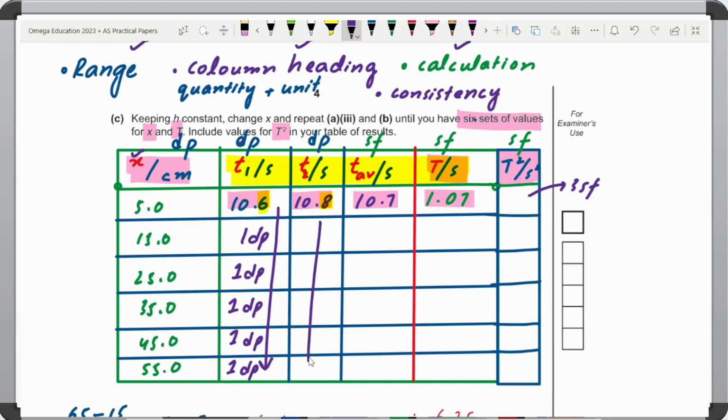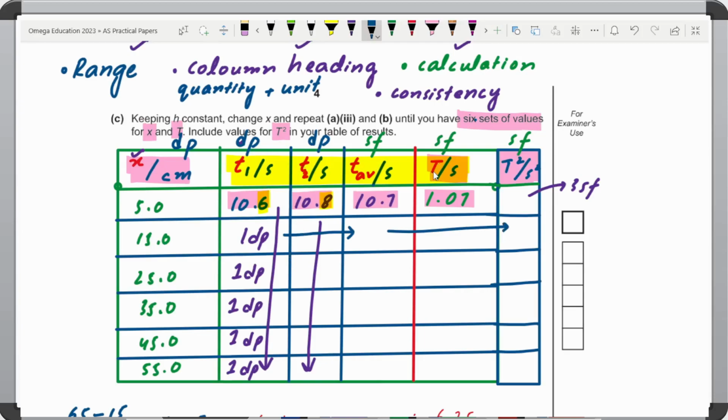Likewise, down the column to one decimal place. And in this one, for T average, you have to be careful with significant figures. Whatever the significant figures were there behind it, the same number of significant figures all the way till the end.